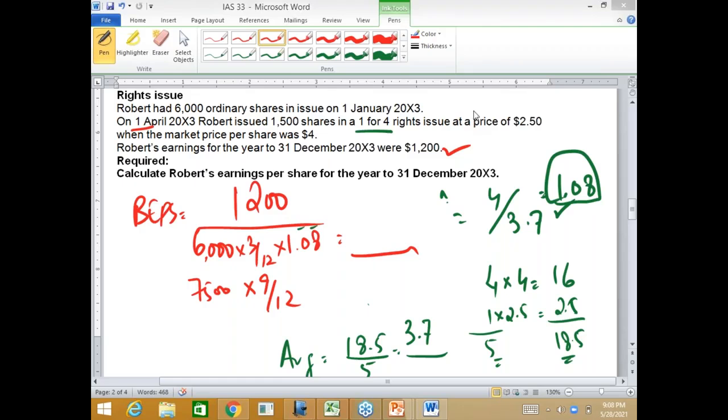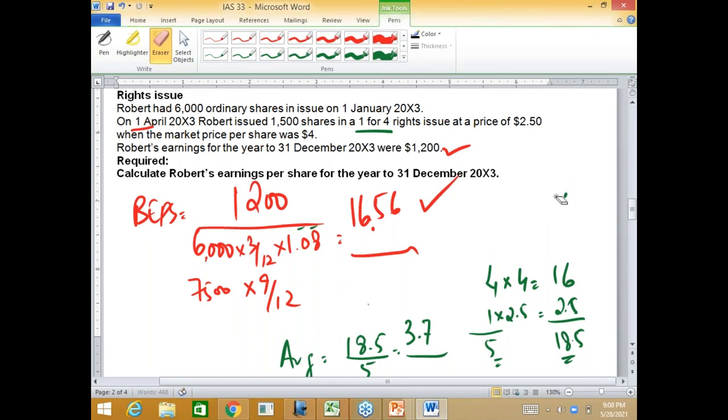So the EPS figure will be 16.56. Very good.